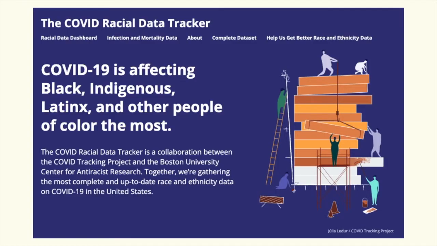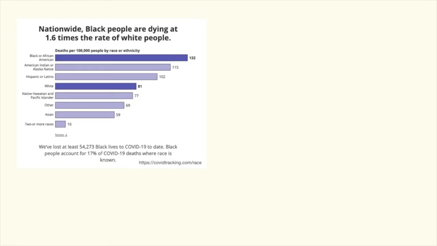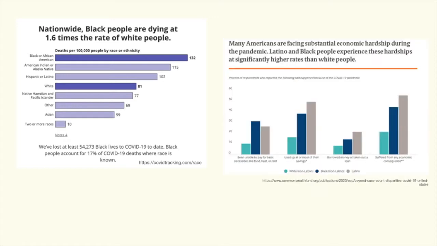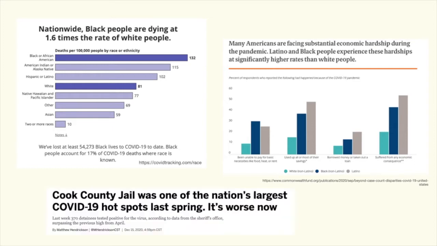Since early in the pandemic, we've seen many reports of COVID disproportionately impacting people of color in the United States. The latest stats show that Black people are dying at over 1.5 times the rate of white people, with Native Americans and Latinos dying at a significantly higher rate as well. Economic hardships, which have of course impacted most of the country, have been worse for non-white Americans.